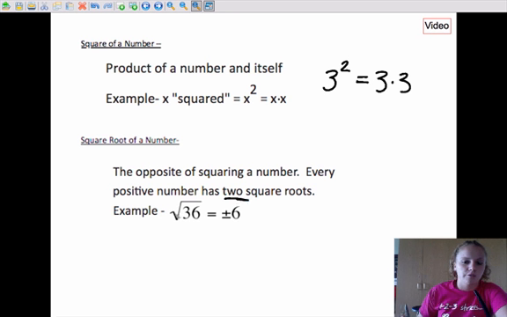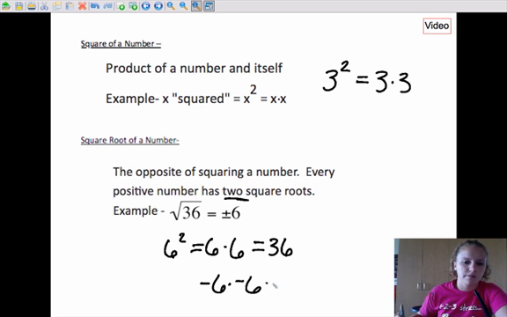So for example here, the square root of 36, we know that 6 times 6 equals 36. So that would be 6 squared is 36. But also, if you think about it, negative 6 times itself, so negative 6 times negative 6, a negative times a negative is a positive. So that's going to be a positive 36. So there's also the opportunity for negative 6 squared to be 36. So every positive number will have 2 answers for that. All right?